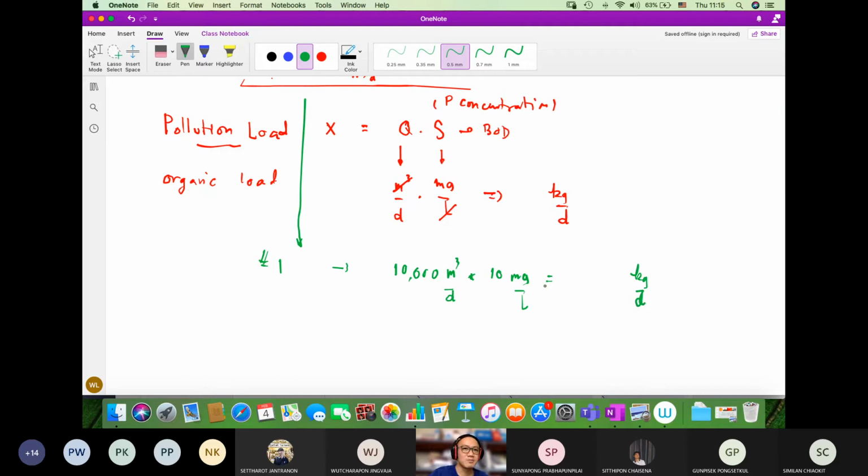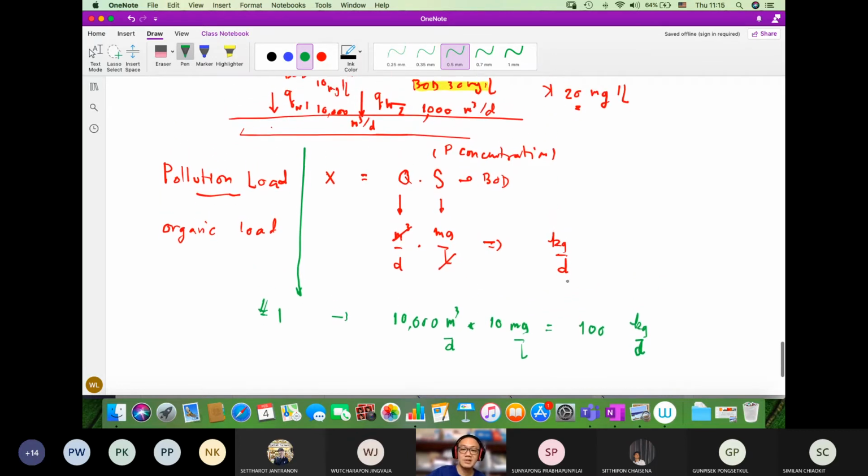Milligrams to kilograms, just multiply by 10 to the power of minus 6. Liters converted to cubic meters, you have to multiply by 10 to the power of minus 3. So overall, you just multiply by 10 to the power of minus 3, and you convert this amount into kilograms per day. So how many kilograms per day from the first source? You will get 100 kilograms per day from the first source, right?